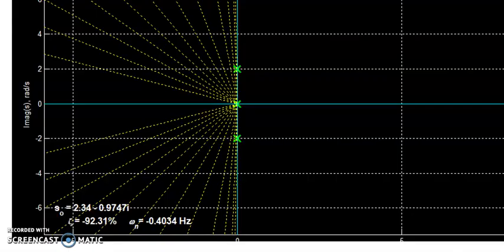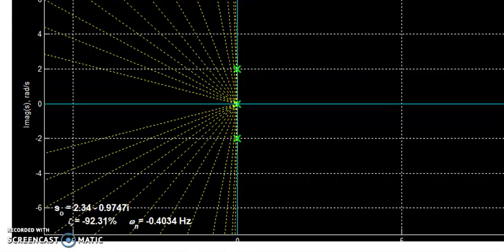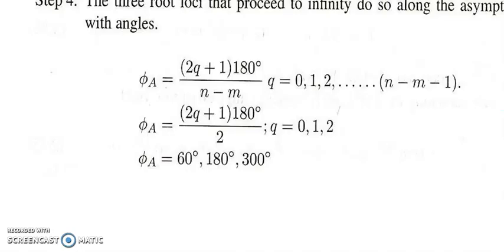If we draw the root locus, you can see there is a pole at s = 0, a pole at +2j and a pole at −2j. Now, the 3 root loci that proceed to infinity do so along asymptotes. φa = (2q + 1) × 180 degrees / (n − m). What is n − m? It is 3. So we have (2q + 1) × 180 degrees / 3. If you put q = 0, you get φa = 60 degrees, if you put q = 1, you get 180 degrees, and if you put q = 2, you get 300 degrees.